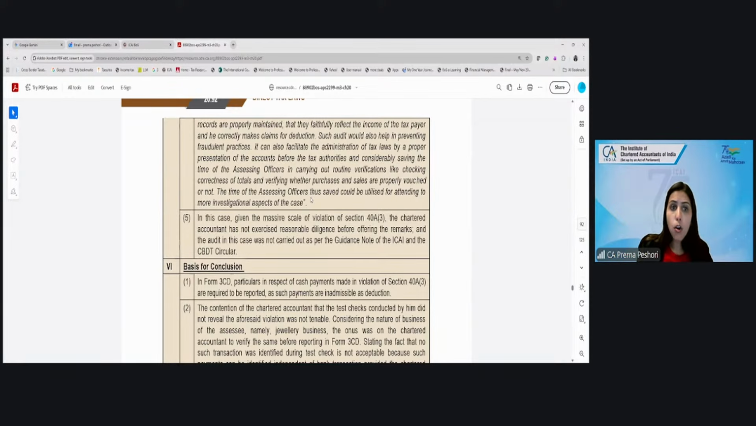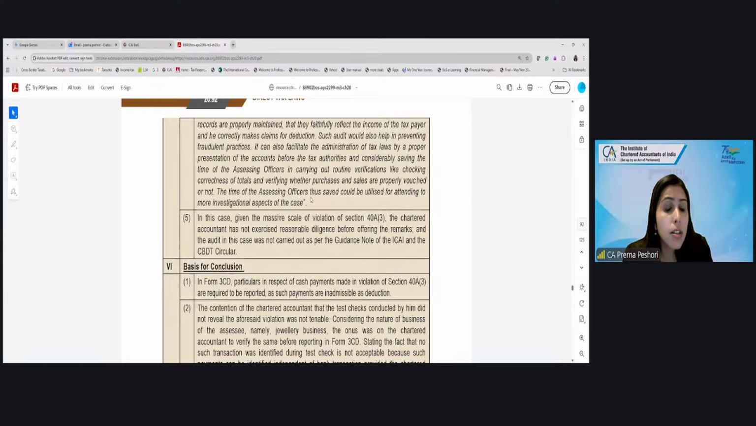Secondly, see, there are audit tools available. He can just look at the bank transactions and look at the party's account and see, considering that he's a jeweler, there could have been the possibility that there are a lot of cash payments. Just performing the test check is not acceptable because payments can be identified by the chartered accountant if he had looked into it properly. So, in this case, he is guilty of professional misconduct as per clause 7 and 8 of Part 1 of the Second Schedule.